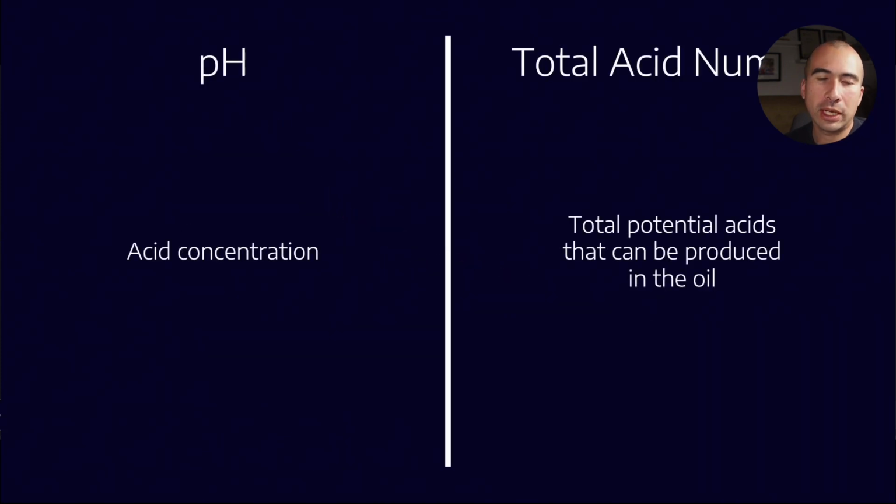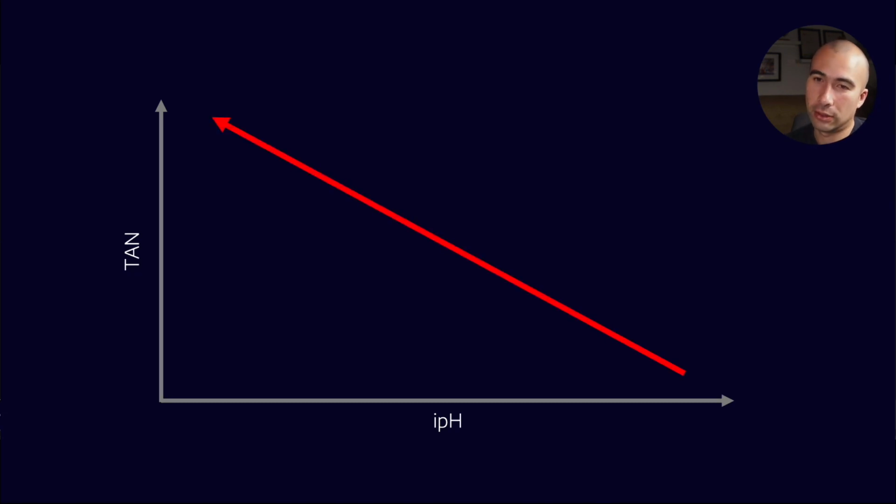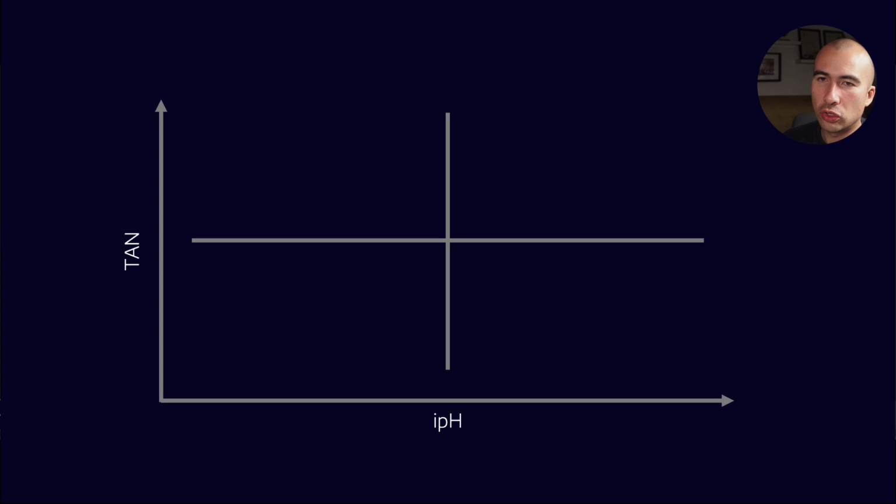Now, how can we understand the IPH and the total acid number in conjunction with each other? Basically, what we would expect is that as IPH decreases, TAN increases. But that's a very simplistic form of it. What we need to understand is that just as pH talks about acid concentration and TAN talks about the volume of acid, for want of a better word, we can now use these two terms to map out what kinds of acids we have in our oil.